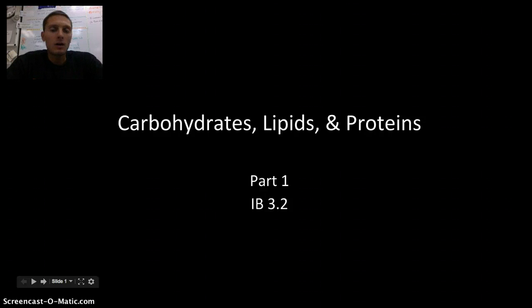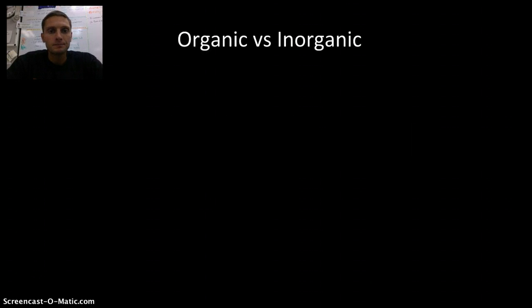Today we're going to talk about carbohydrates, lipids, and proteins. And when we get into carbohydrates, lipids, and proteins, we're really talking about some of the building blocks of life. Life is made out of these different types of molecules, and so we're going to take a closer look at those today. The first thing we need to do is to distinguish between organic and inorganic.